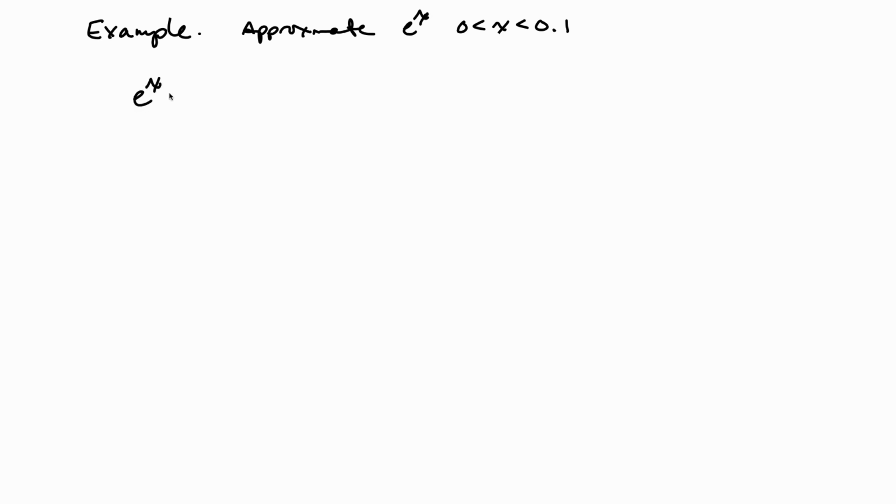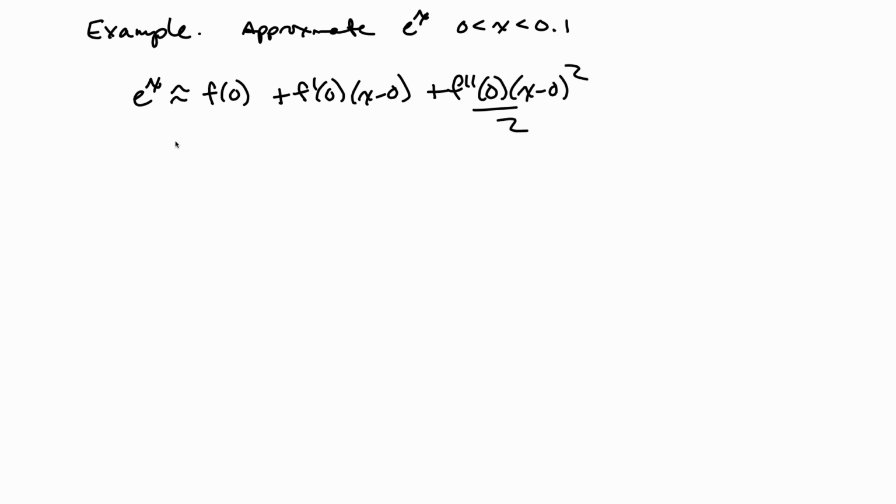So e to the x is going to be sort of equal to the function at 0 plus f prime at 0 times x minus 0 plus f double prime at 0 times x minus 0 squared over 2. Since all of the derivatives of e to the x are e to the x, this is easy. We just get e to the 0 plus e to the 0 times x plus e to the 0 times x squared over 2, which is 1 plus x plus x squared over 2.